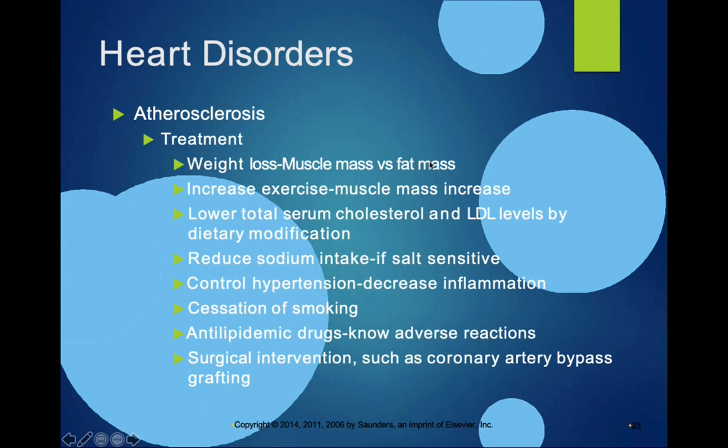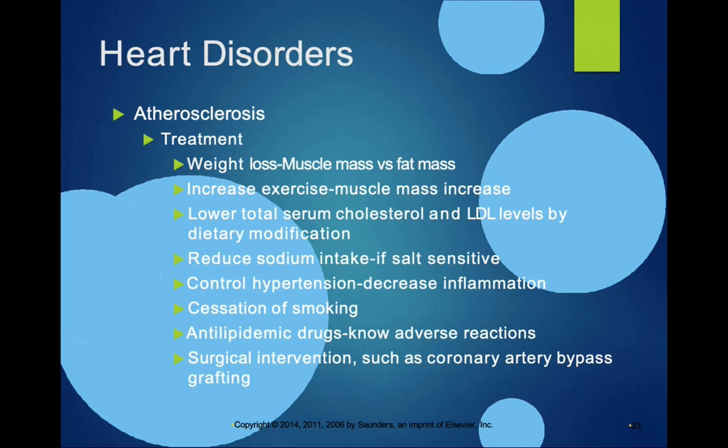Fat cells release inflammatory cytokines, dangerous. Muscle mass, much healthier. The more muscle, naturally the mitochondria are going to look for fuel, and they burn fat for fuel. Lower the total serum cholesterol and LDLs by dietary modification. Stay away from all the fried foods. Reduce the sodium intake if you're salt sensitive. Some people can tell right away. They consume something with salt, they drink water, and they can feel their blood pressure go up right away.